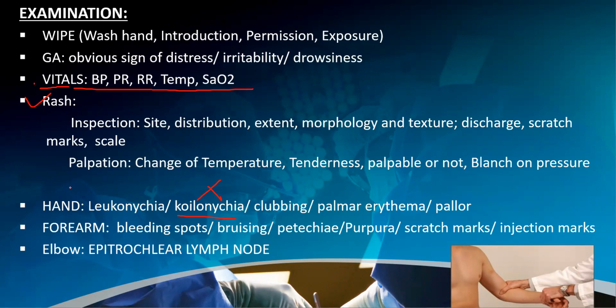Then you look at the vitals of this patient to make sure that he is stable. You look for blood pressure, pulse, respiratory rate, temperature, and saturation. Most of the time, you will be able to get them in the patient's vital chart. Then, because this patient has a rash, start by examining the rash first. We will do an inspection and palpation. On inspection, we look at the site where exactly the rash is, and its distribution, like is it on the whole body or a specific part of the body.